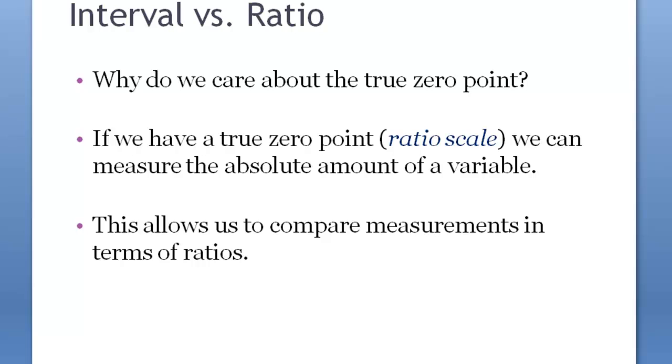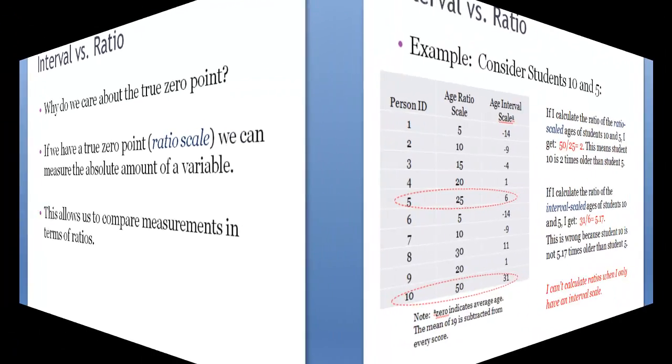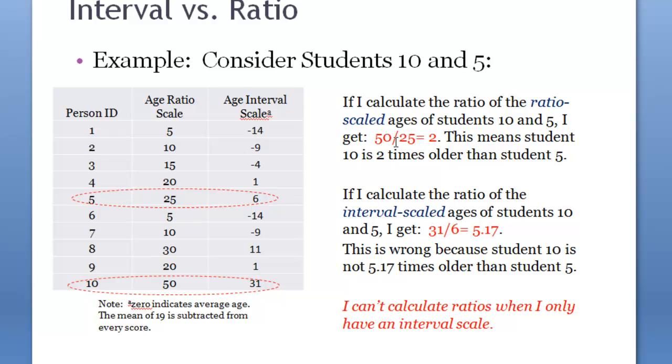Interval and ratio. Why do we care about the 0 points? If we have a true 0 point on a ratio scale, we can measure the absolute amount of a variable. And this allows us to compare measurements in terms of ratios, right? Okay. What that means is that, see, this is measured on a ratio scale: 5 years old, 10 years old, 25, 50 years old.